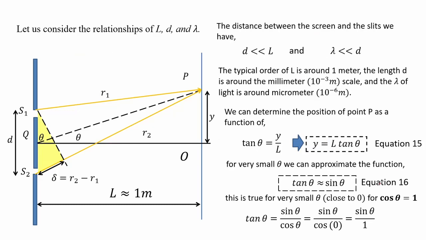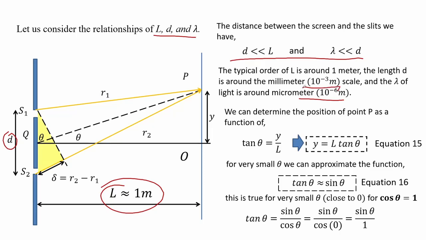Let us consider the relationships of L, d, and lambda. The distance L between the screen and the slits is much greater than the distance d between the slits and the wavelength of the light source. The wavelength of light is on the order of 10 to the power of -6, and the distance between slits is on the order of 10 to the power of -3.